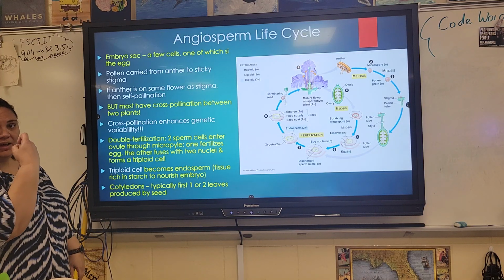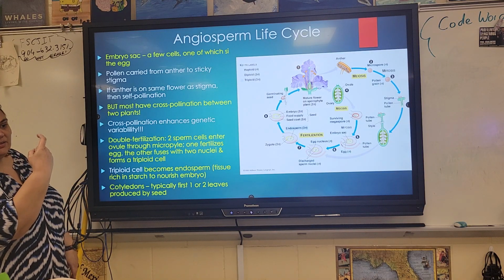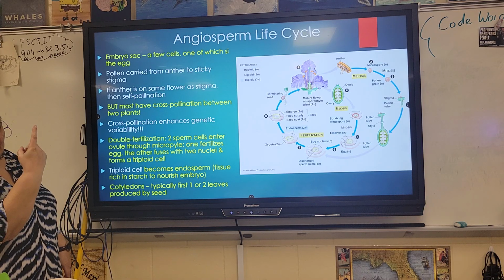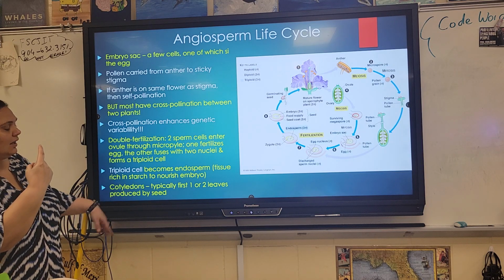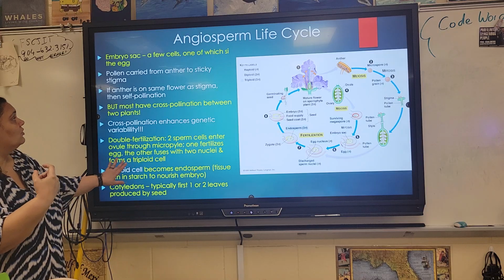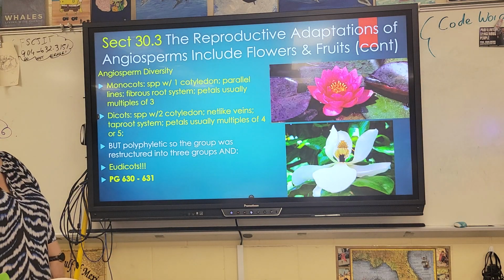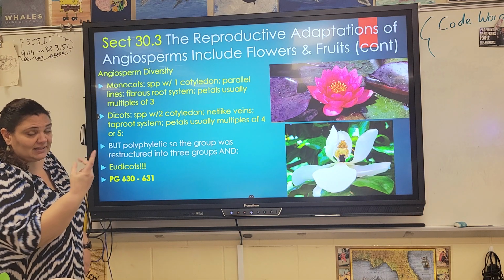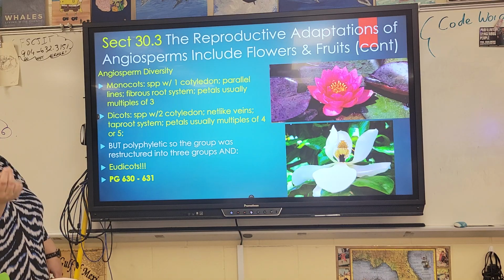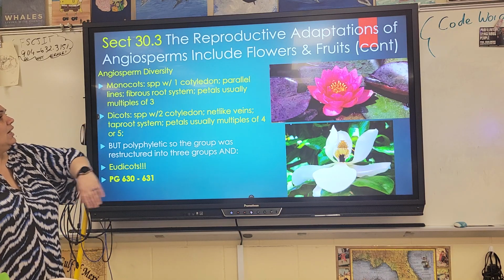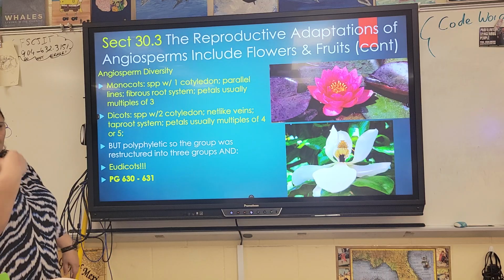Cotyledons, that's what comes out when a seed germinates. That first leaf that comes out is a cotyledon. If it's one leaf, it is called a monocot. If it has two leaves when it first germinates, it is called a dicot, technically a eudicot. Monocots, these are species with one cotyledon, that first leaf.